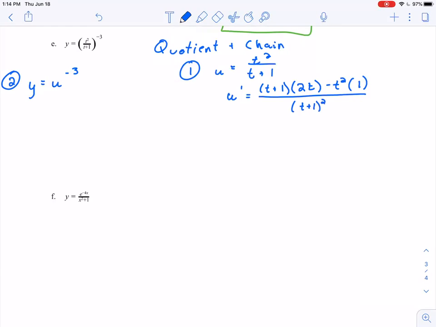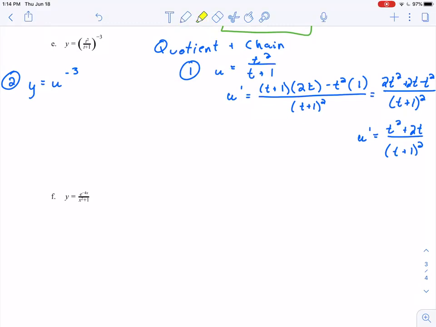So we can simplify this a little bit. Let's distribute 2t. I've got 2t squared plus 2t minus t squared all over t plus 1 quantity squared. This would be t squared plus 2t divided by t plus 1 quantity squared. We could factor a little bit more, to be honest, but I don't think it's worth it. So this is my u prime.